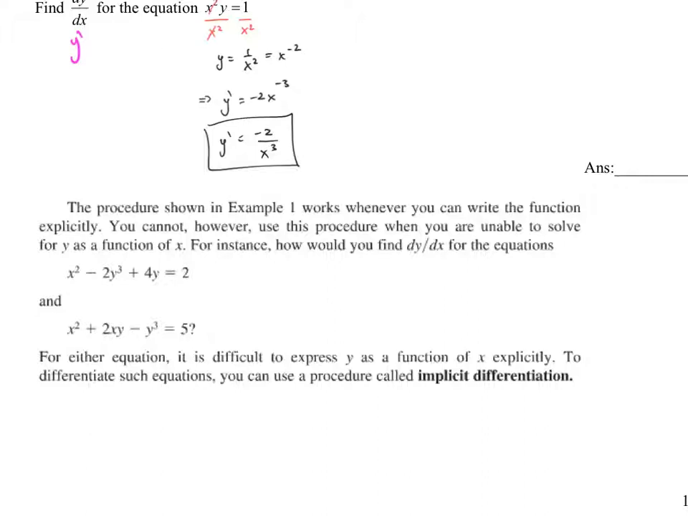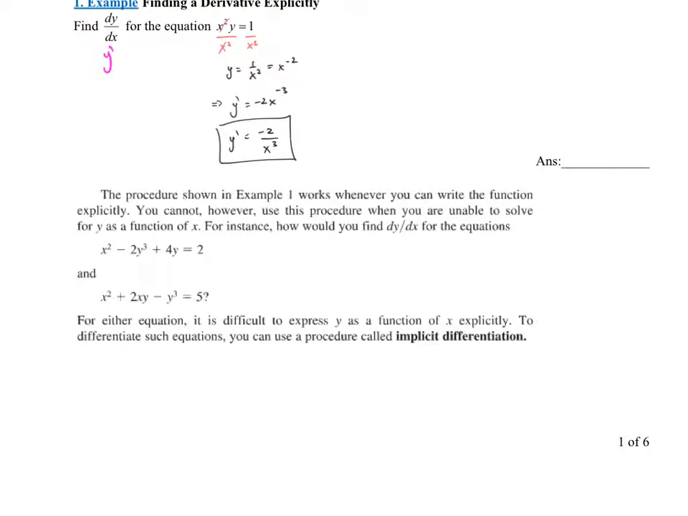So you might have a y squared, but if you remember in our functions, algebra and functions review, anytime you have y to a higher power than 1, you're no longer a function. So y is not a function of x. It says for either equation, it is difficult to express y as a function of x explicitly. To differentiate such equations, you can use a procedure called implicit differentiation.